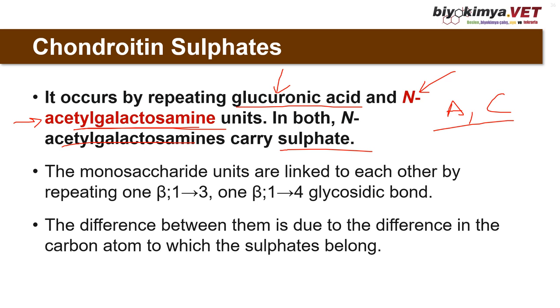In chondroitin sulfate A, the sulfate group is attached to carbon 4, whereas in chondroitin sulfate C, carbon 6 has the sulfate group. So this is the difference between A and C.